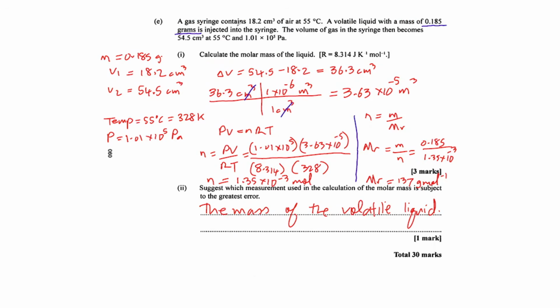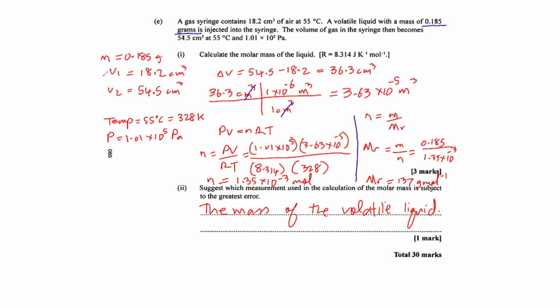Part E. A gas syringe contains 18.2 cm³ of air at 55 degrees Celsius. A volatile liquid with a mass of 0.185 grams is injected into the syringe. The volume of gas in the syringe then becomes 54.5 cm³ at 55 degrees Celsius and 1.01 times 10 to the 5th Pascal. E Part 1. Calculate the molar mass of the liquid, given the molar gas constant to be equal to 8.314 joules per Kelvin per mole.